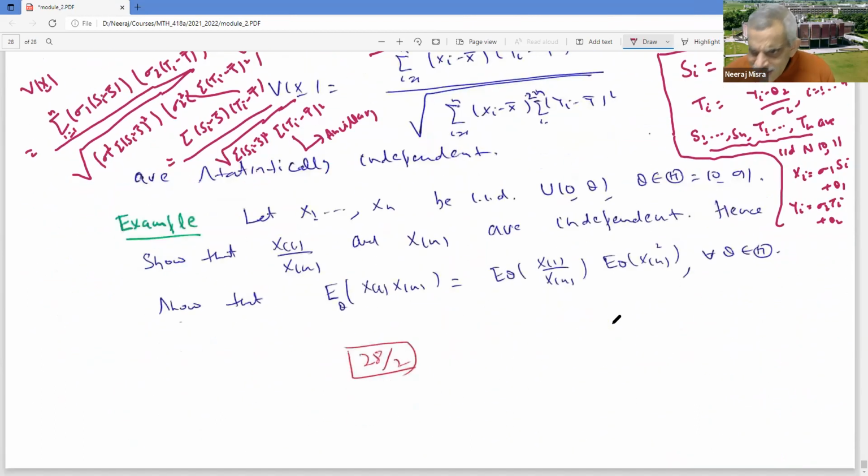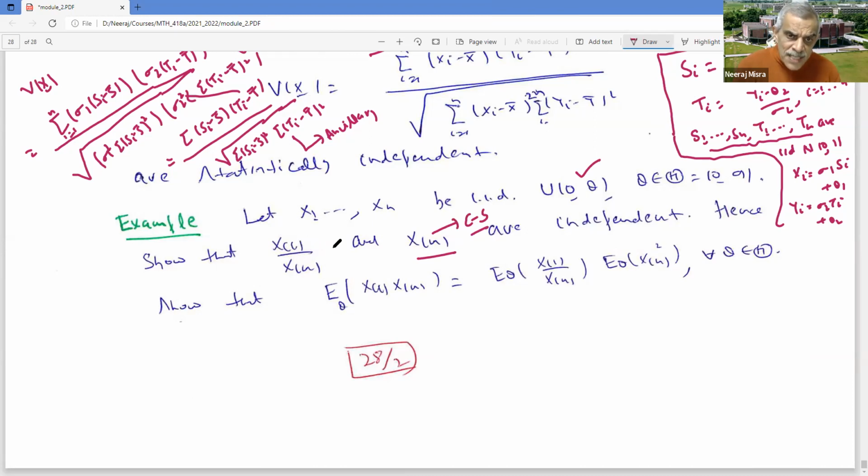Let us look at this example. Suppose X1, X2, ..., Xn are IID uniform (0, theta), so that X1 upon Xn and Xn are independent, and hence the expected value of X1 upon Xn times Xn square is the same as the expected value of X1 by Xn into the expected value of Xn square. The result is straightforward because for uniform (0, theta), you know that Xn is complete sufficient. The only thing you need to show is that this is ancillary.